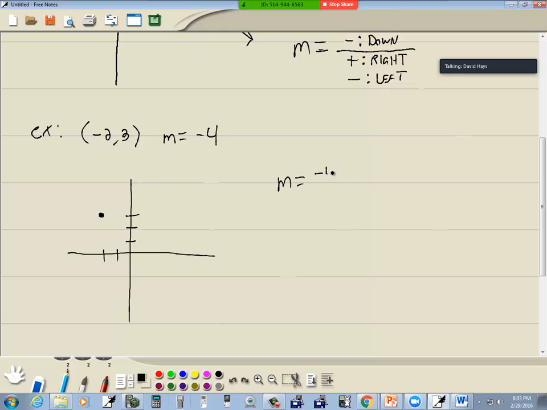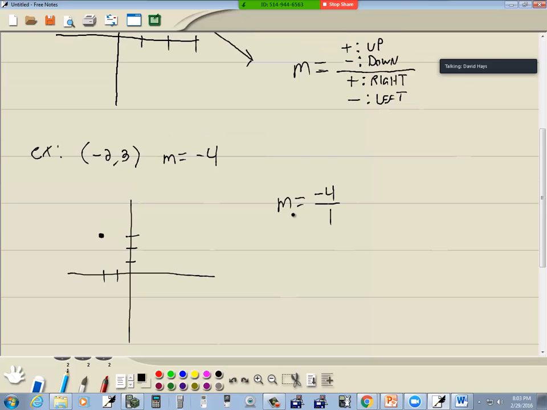Our slope is negative 4, but we always want this in fraction form. Well, you can always create a fraction by putting it over 1. Now if I scroll up a little bit, using this chart I gave you, negative up on top. Negative up in the numerator says we're going to go down. So this is down 4. And this is a positive 1. Positive says we're going to go right. So that says right 1.